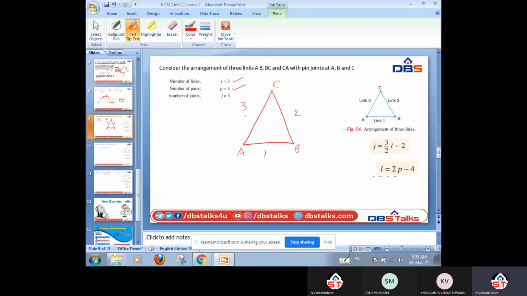Okay. Then joints, whenever the joint is there, joints means 2 links are connected. Here is one joint, and this is the second joint, and this is the third joint. So here how many joints? j is equals to 3. Now go for the relation. Relation, what is the thing?